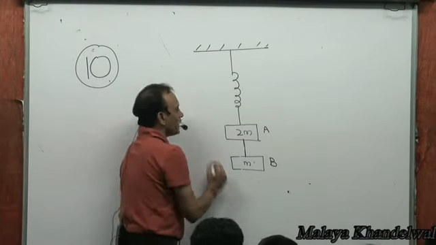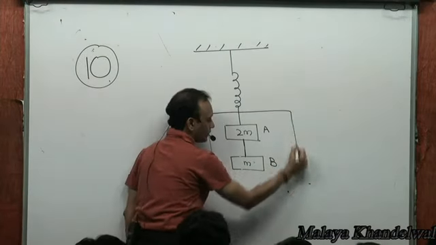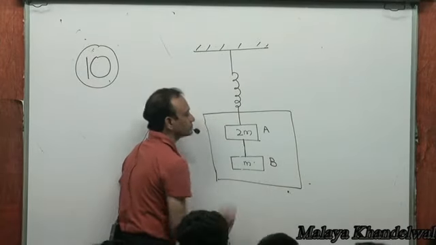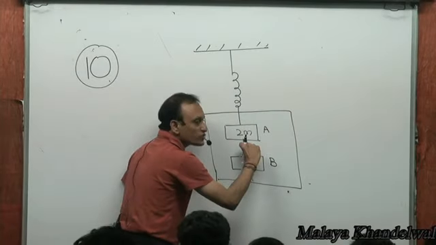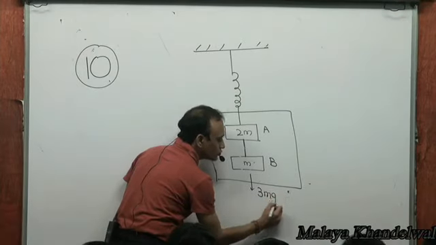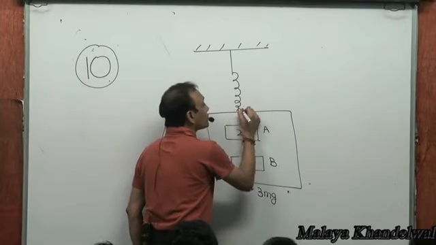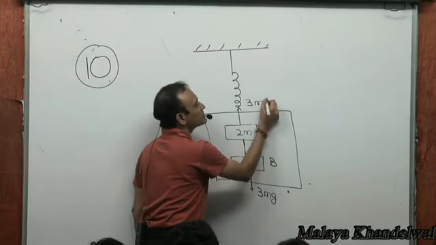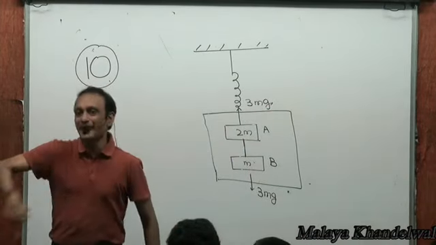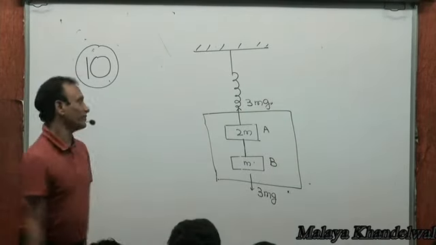If I look at the free body diagram of A and B along with this string, then the force in the string is internal. Mother Earth exerts 3 mg downwards. Originally, when it was in equilibrium, 3 mg downwards, and the spring therefore must exert 3 mg upwards so that A and B are in equilibrium. That means the spring force was originally 3 mg. Yes or no? Right? Okay. Good.